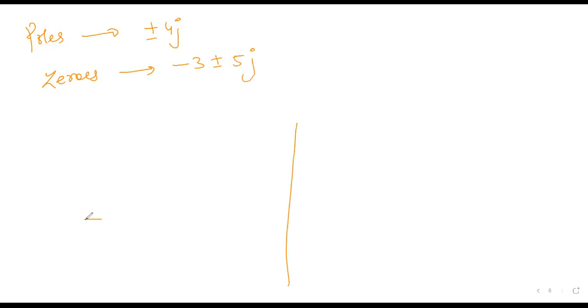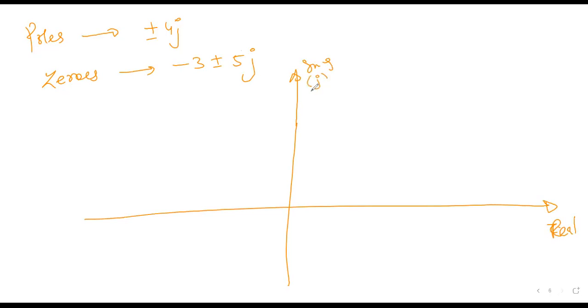Suppose your poles locations are at ±4j and zeros locations are at -3 ±5j. How will you plot? This is your real axis. This is your imaginary axis, so this is your j axis, right? Imaginary is j. So ±4j means, suppose this is your 4j, and this is your -4j.